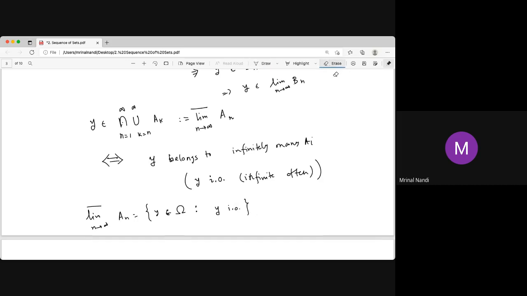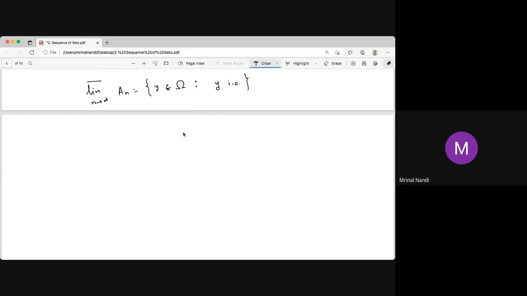Next, what is lim inf? So lim inf is the other way. We define lim inf of A_n as n tends to infinity, by definition, as first the intersection and then the union. So again, you just call this B_n. B_n is the intersection of all these A_k for k greater than or equal to n.